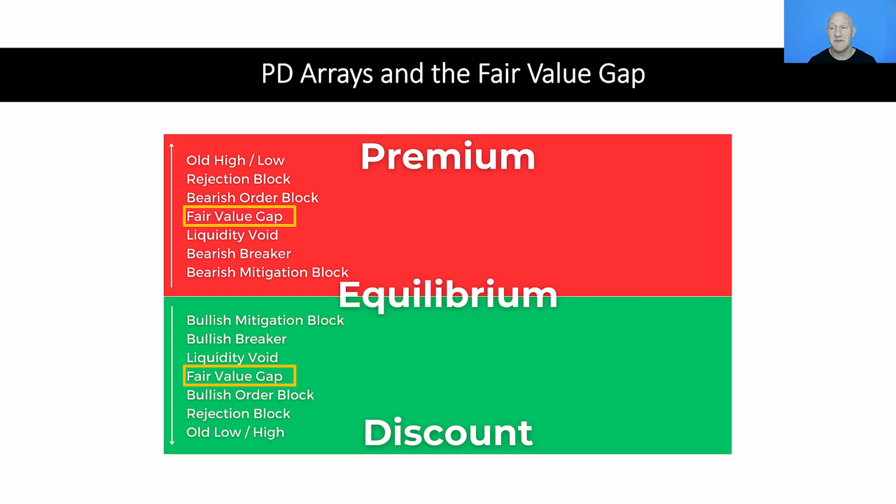We'll start today's video by discussing PD arrays and the fair value gap. So if we look at our dealing range, our dealing range is split between equilibrium, so above 50%, and below 50%. Above 50%, we have our premium part of the range, and below equilibrium, we have our discount part of the range. And so if we're looking at fair value gaps in our premium part of the range, these will be bearish fair value gaps, and in our discount part of the range, these will be bullish fair value gaps.